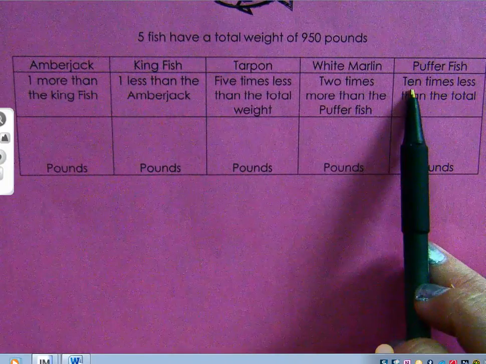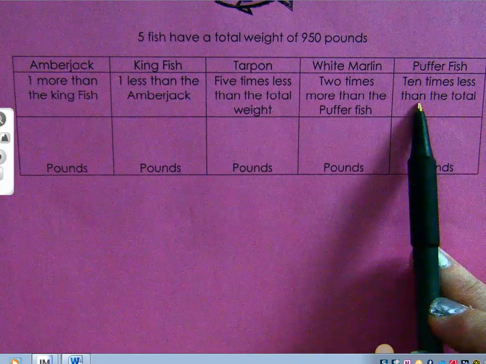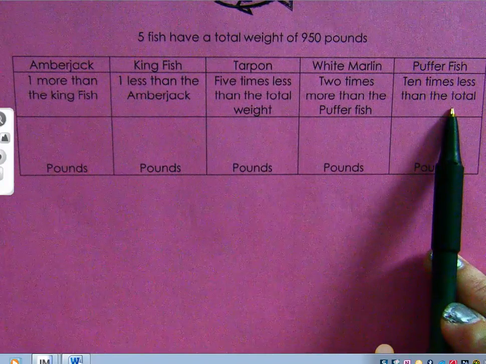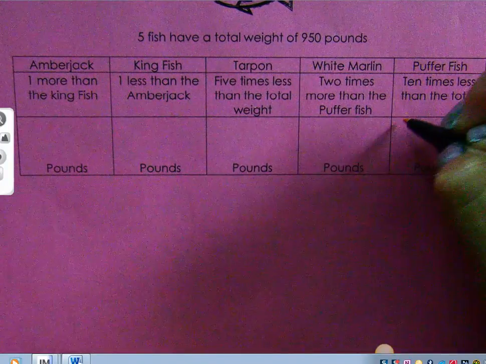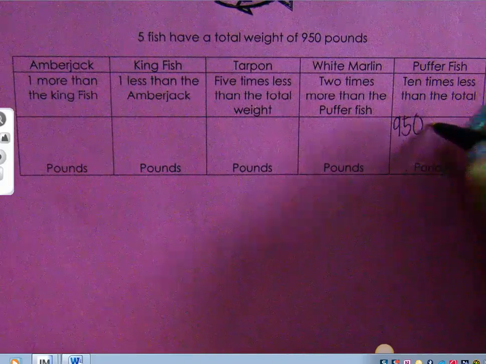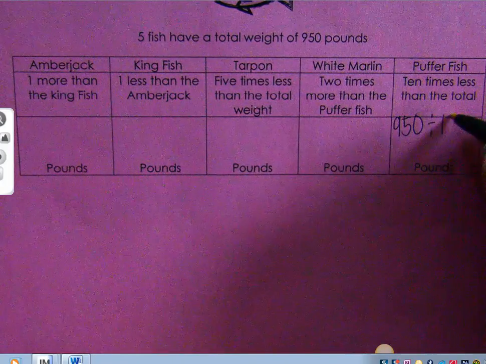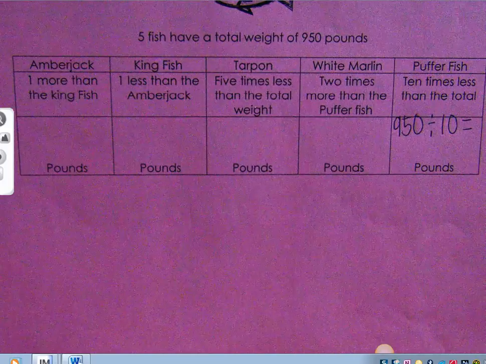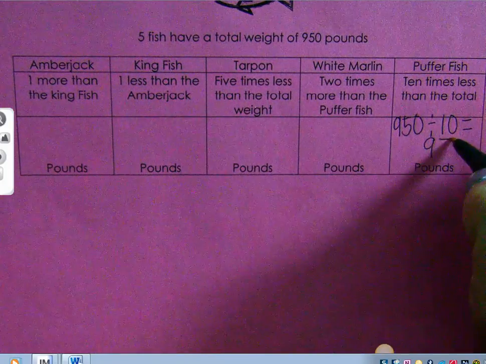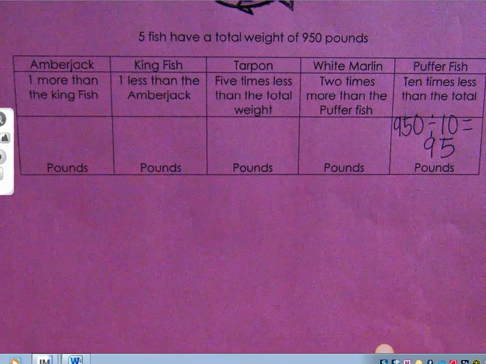Let's start here. 10 times less than the total. Well, 10 times less than something would be a division problem. So if I took 950 and I divided it by 10, I would get 95. So that would be 10 times less than the total. So the pufferfish is 95.